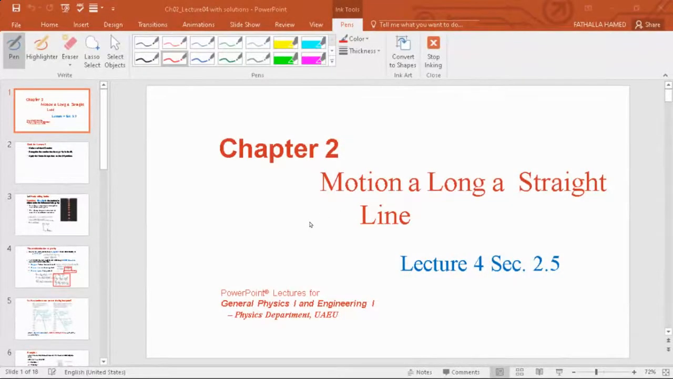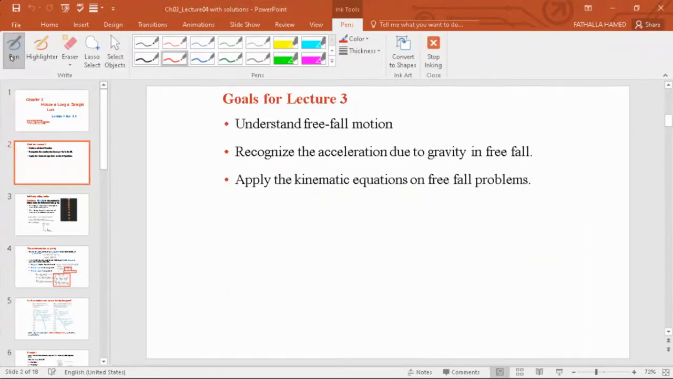Today we're going to look at lecture 4, the last lecture for chapter number 2. Our learning goals for today are to understand free fall motion, recognize the acceleration due to gravity in free fall, and apply kinematic equations to free fall problems.